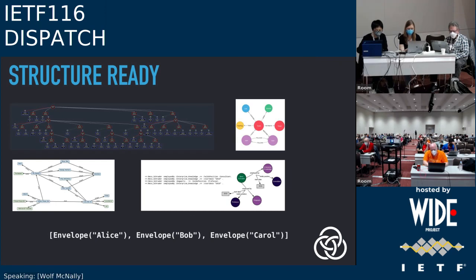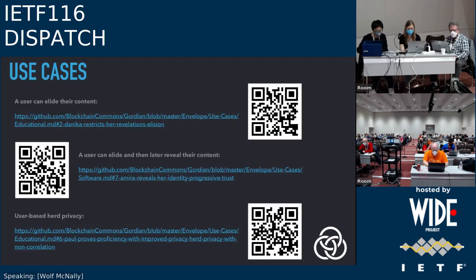So our goals for this were to be structure ready. In other words, we wanted to be able to represent all kinds of different structures. Envelopes are basically a tree, but you can use them for all kinds of other node labeled, edge labeled kinds of structures. We also wanted it to be security enabled. We've identified a number of use cases for envelope, and you can see those links here.